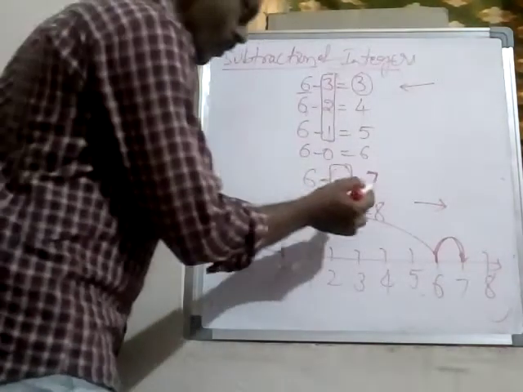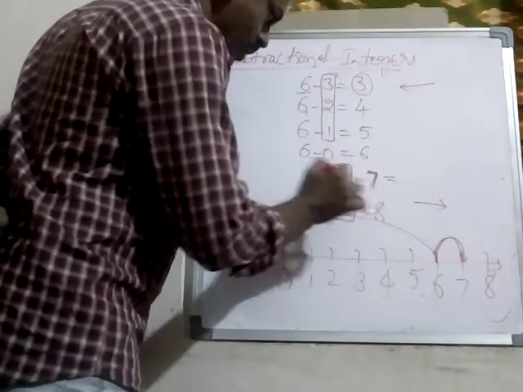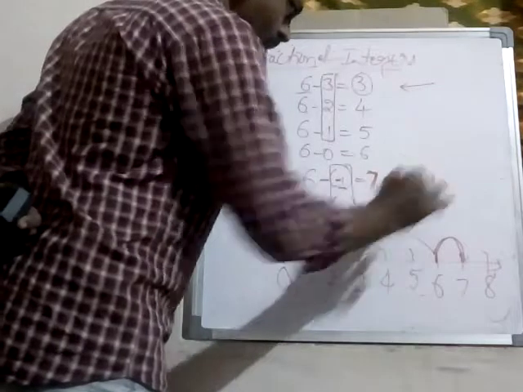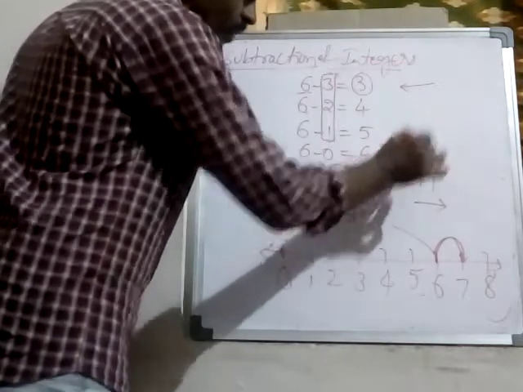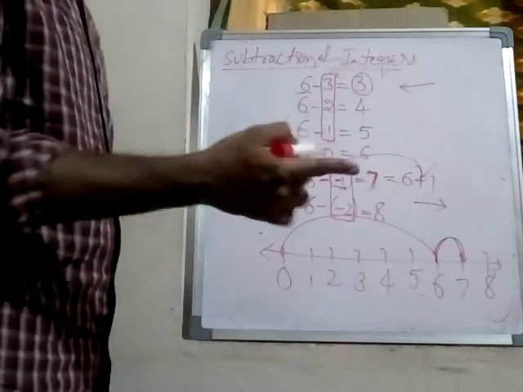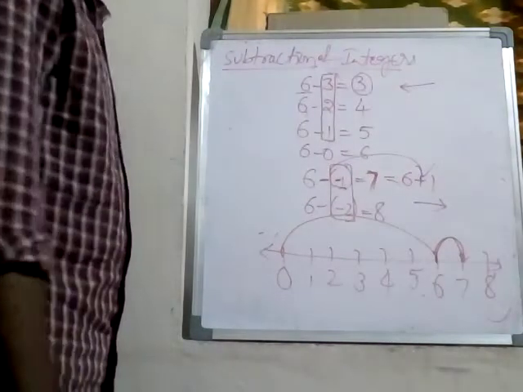So how to get 7? 7 can be written as 6 plus 1, a combination of both. 6 plus 1, 7. So here, minus into minus becomes plus. Minus into minus, plus. Plus into minus, minus.